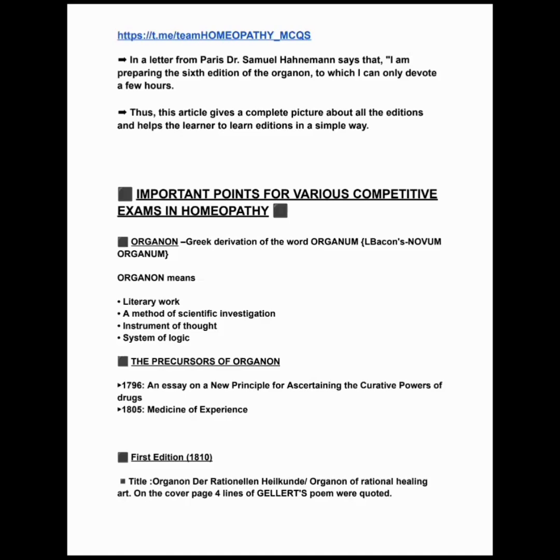So first of all, we must know about the word meaning of Organon. These points are very important for the various competitive exams in homeopathy. So everyone must note down the important points. We have collected all these important points from different books and other sources. First of all, we will discuss the word meaning of Organon.